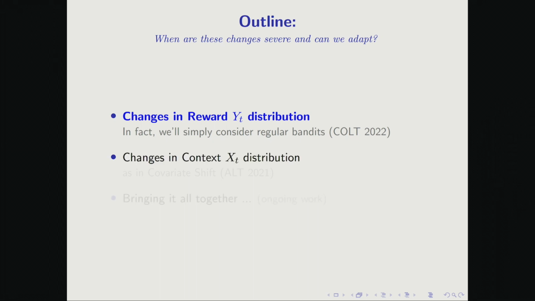Then changes in context distribution. Again, we simplify the problem: only the context distributions are changing, and the conditional reward distributions are not changing. And then we try to bring it all together, and this is ongoing work.